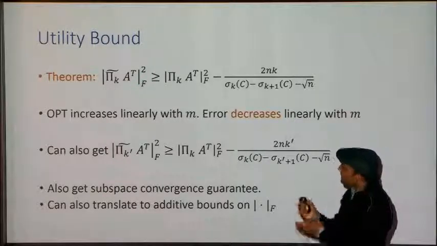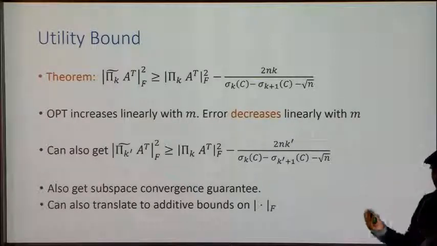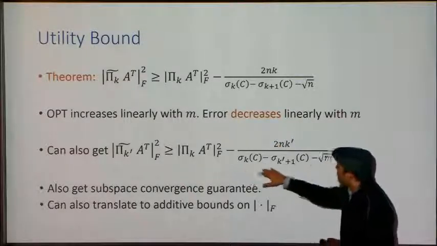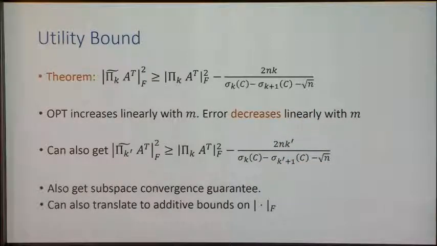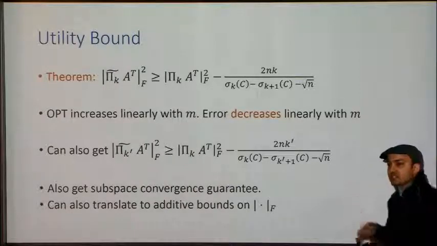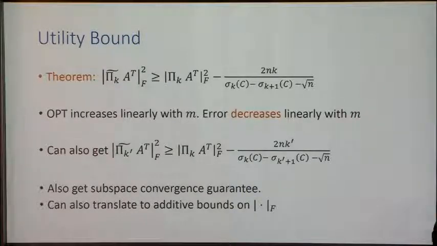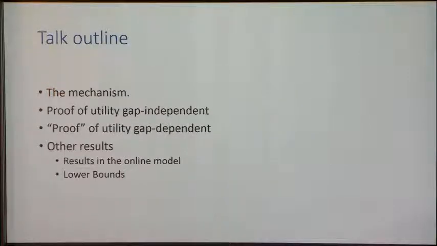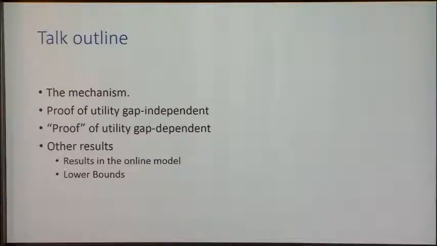Additionally, if you don't actually have a gap between the kth and the k plus 1th, and you're willing to output a k prime dimensional subspace, you can get bounds where this gets replaced by k prime plus 1. So we can also get subspace convergence guarantees using these arguments. So pi k twiddle converges to pi k. Okay. So that's all I'm going to say about the mechanism and the proof.